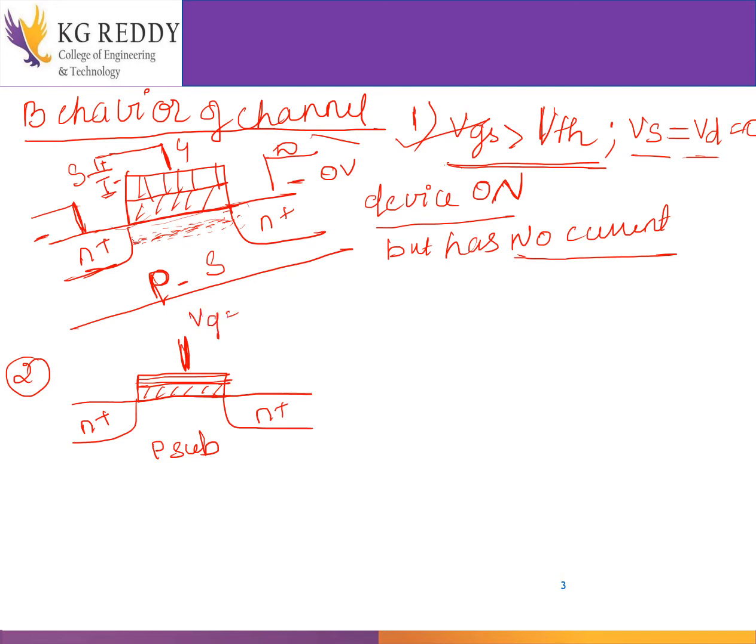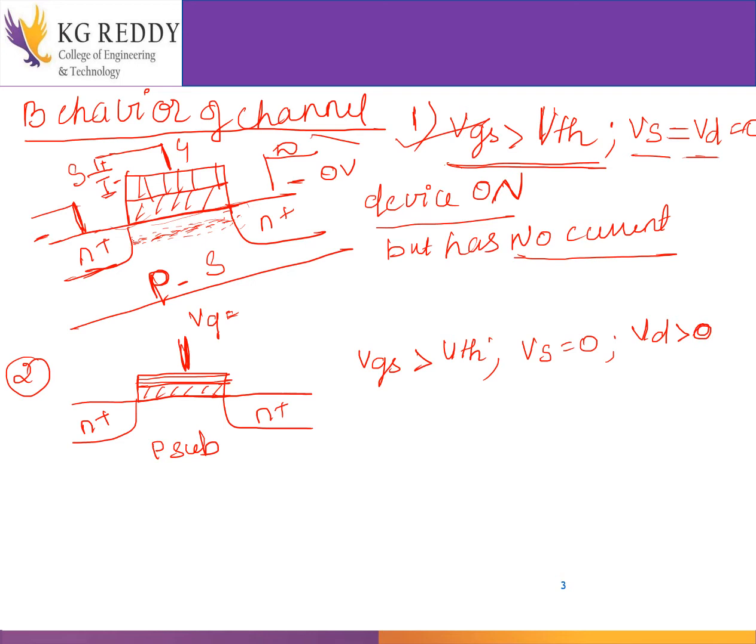VG. Now, case 2, the condition 2, is that VGS is greater than VTH, but Vs is equal to 0 and Vd is also greater than 0.